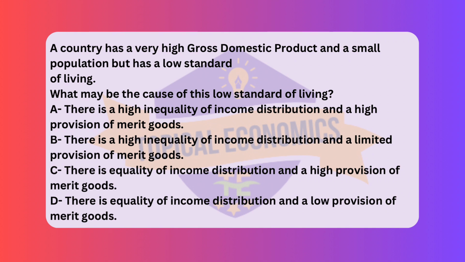Lastly, option D. There is equality of income distribution and a low provision of merit goods, is also incorrect because equality of income distribution would typically result in a higher standard of living, even with a low provision of merit goods. While a lack of merit goods can lower living standards, the overall equality of income would still likely lead to better living conditions for most people compared to a situation with high inequality.